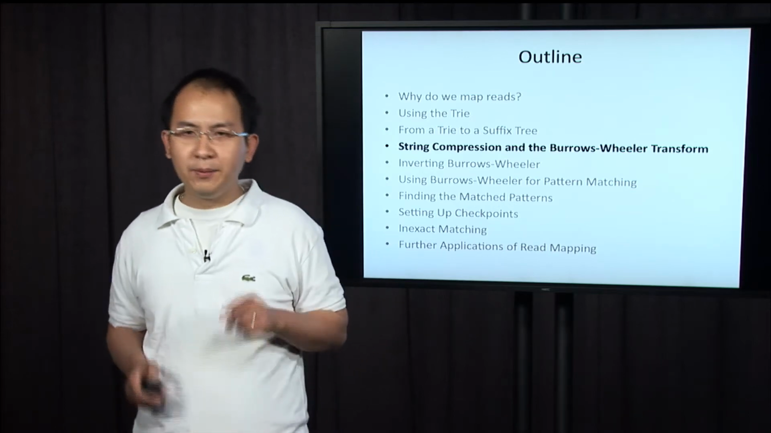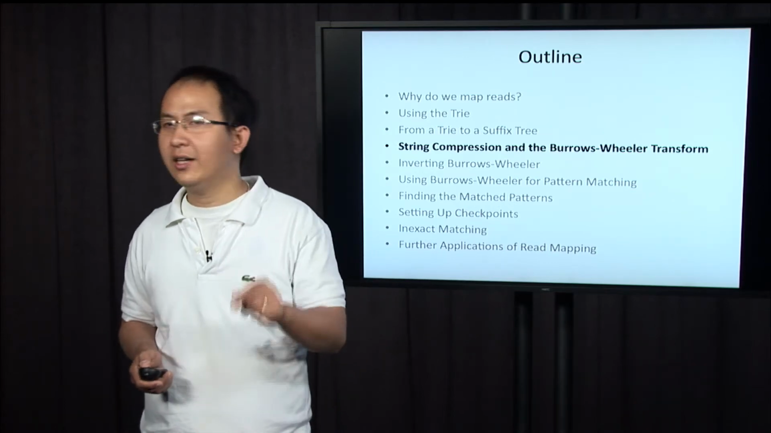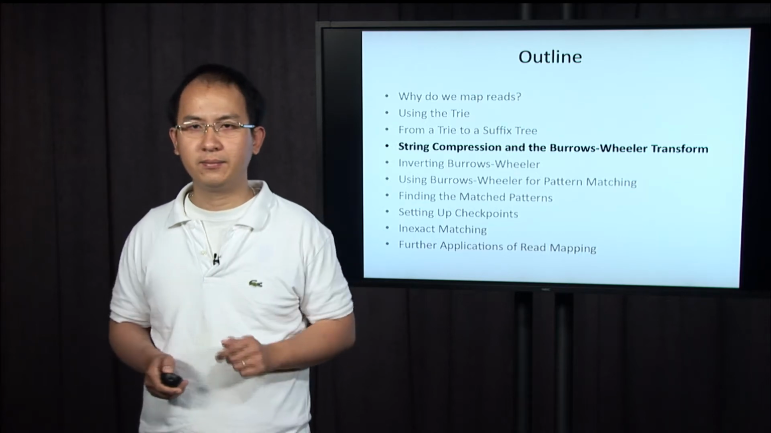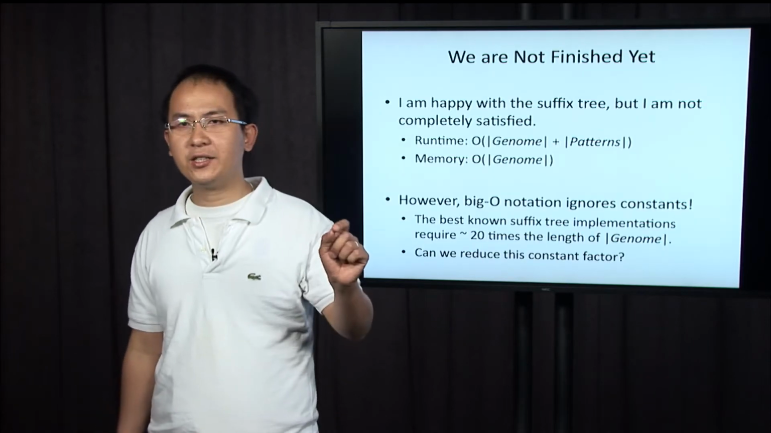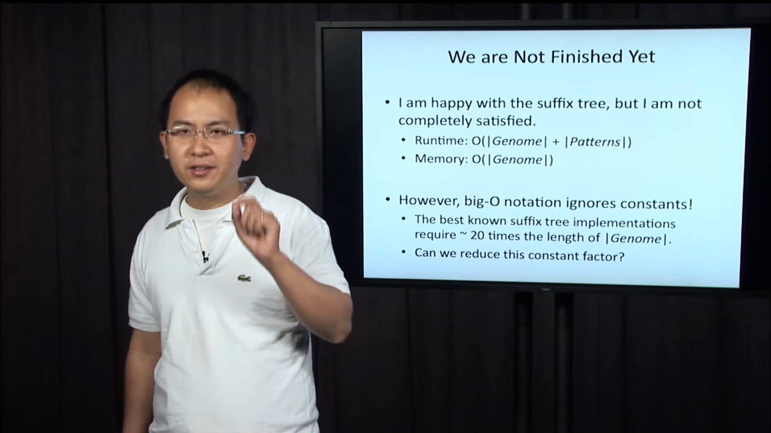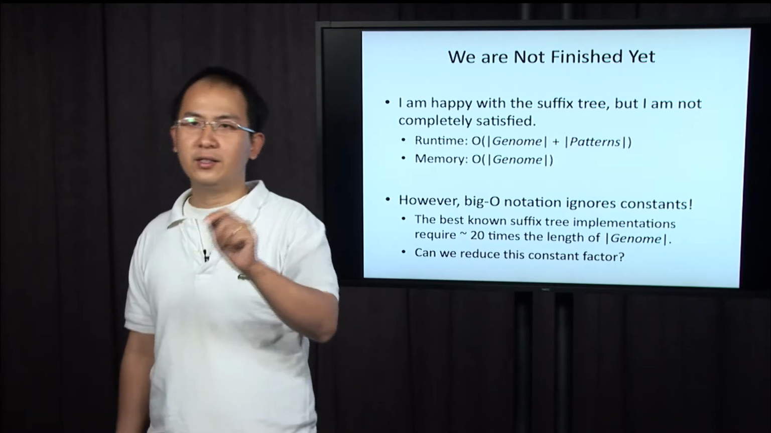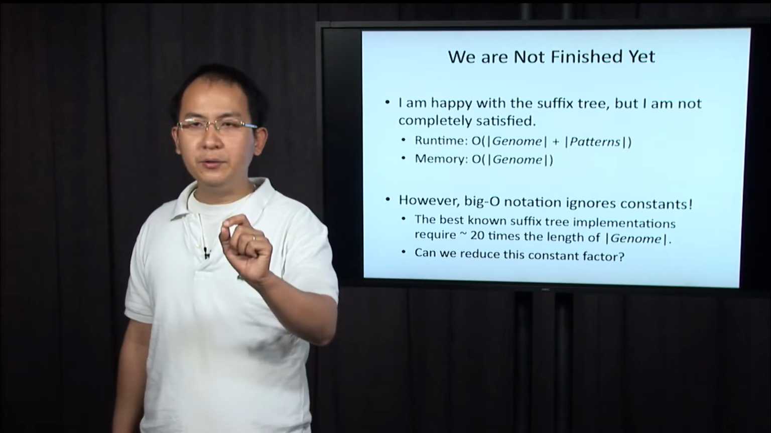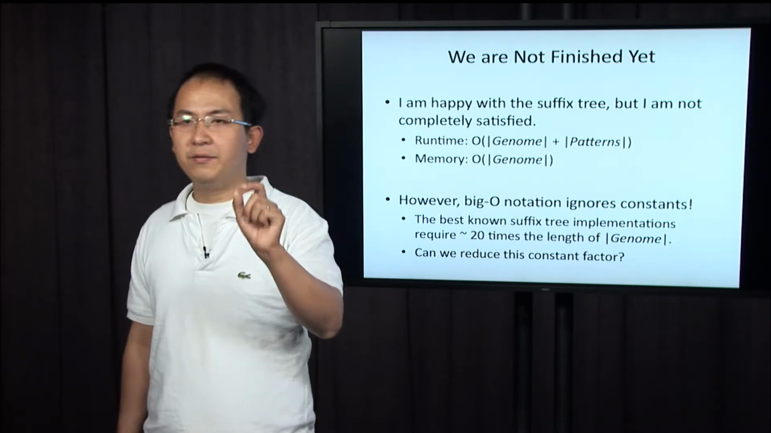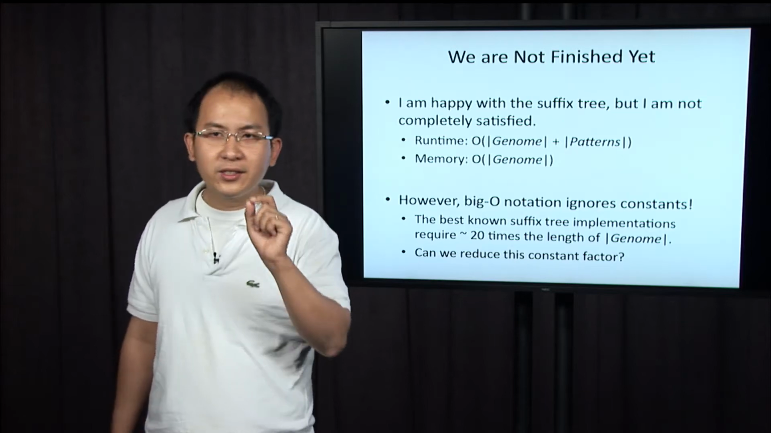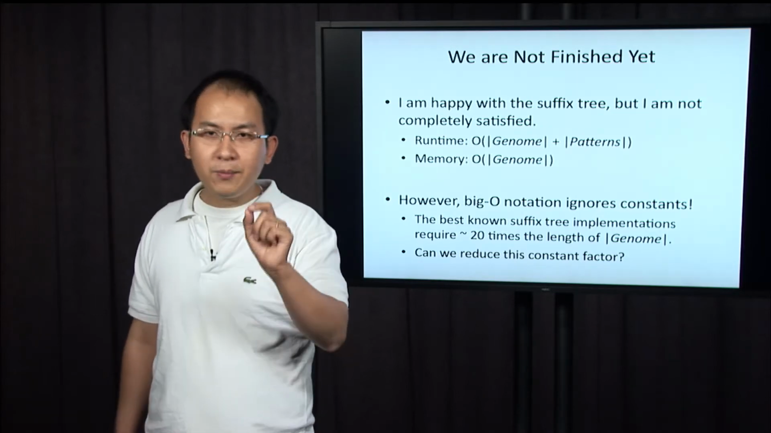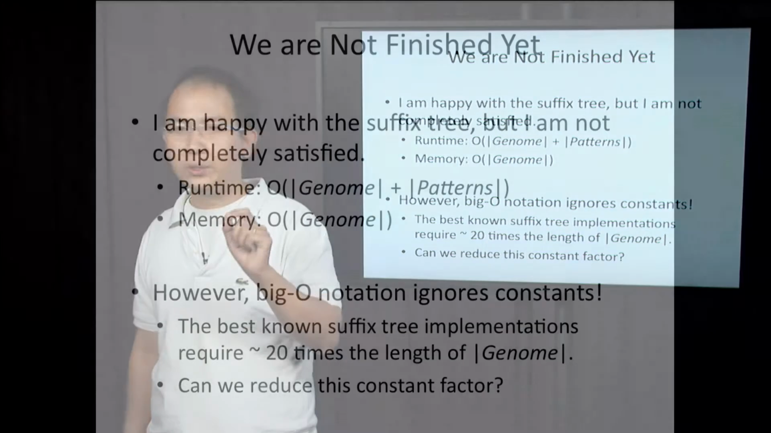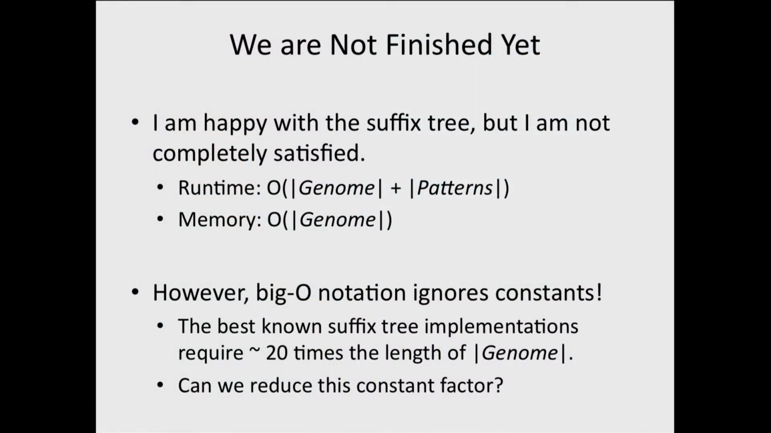So in this section, I'm going to describe string compression and the Burrows-Wheeler transform. In the previous section, Phillip gave a great description of the suffix tree. It allows us to find a pattern very quickly. But at the same time, the memory and the runtime required for constructing the suffix tree for the genome is linear, big O of the size of the genome.